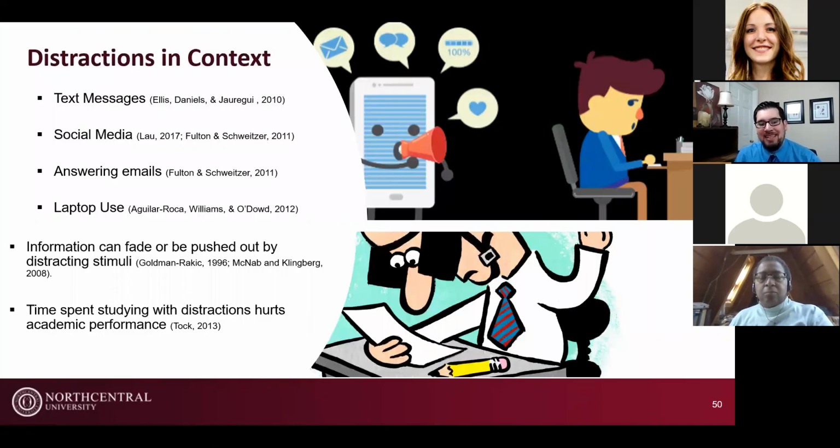Social media multitasking significantly negatively predicted academic performance in a study by Lau in 2017. Academic performance has decreased in studies related to text messaging, Facebook, answering, laptop use. Sensory processing is fragile to some extent. Remember that information can fade or be pushed out by distracting stimuli. So we need to protect ourselves from distractions. Talk found that time spent studying with distractions was negatively related to GPA.